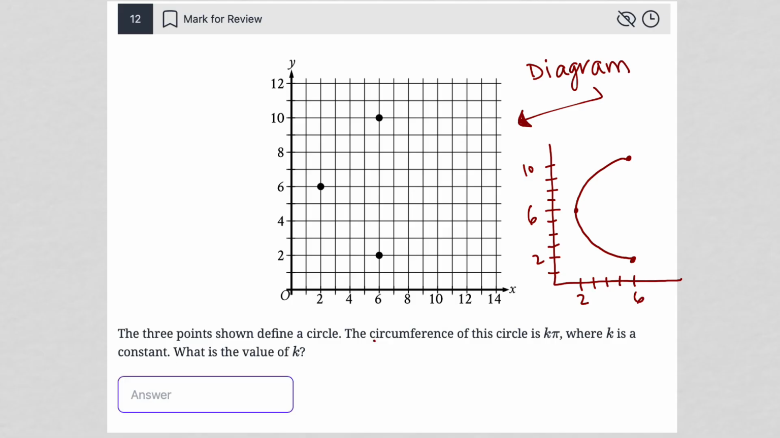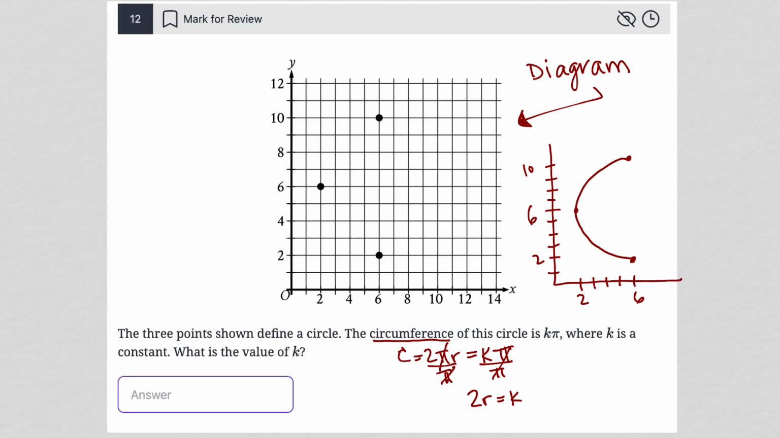Okay, so what do I know about circumference? Well, I know that the circumference of a circle is equal to 2 pi r, so C is equal to 2 pi r. This question is telling me that the circumference is k pi, so I'm going to say that 2 pi r is equal to k pi. And then where k is a constant, what is the value of k? Well, to solve for k, I would simply divide both sides of this equation by pi, and what I'd be left with is that 2r equals k.